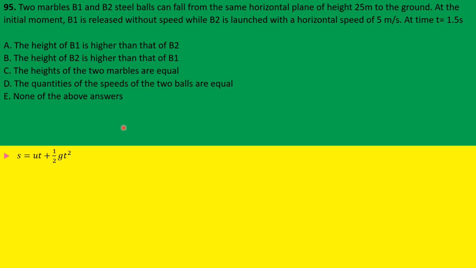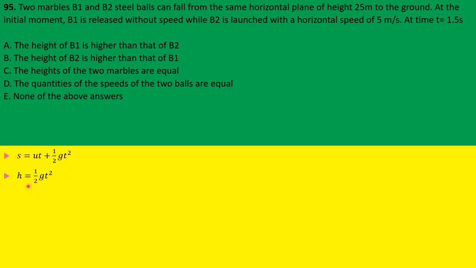Because I look at the options here, they're mostly talking about the vertical heights of the various marbles. If we want to study the vertical displacement of each of those marbles, B1 and B2, we have to apply this equation of motion in that particular direction, in the y direction, right? So we have sy, which is basically just h, equals uy, but since B1 is released and B2 is projected horizontally, it means that both of them have initial vertical velocity of 0, right? So this term gets absorbed. So we are left with half gt squared. So we have h equals half gt squared.